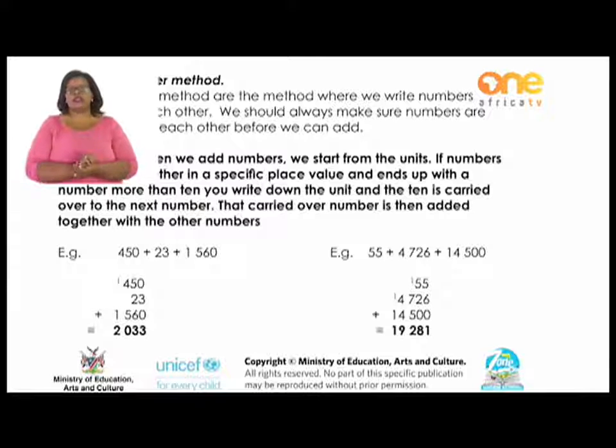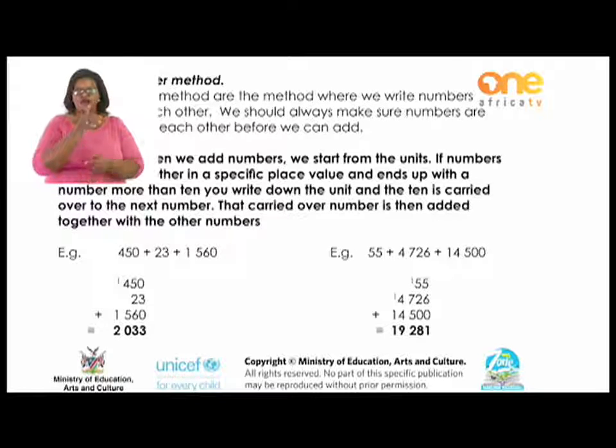Now let's add. 5 plus 6, that is equal to 11, plus 0, it's still equal to 11. We write down the 1, and we carry the other one over. Then 5 plus 2 equals 7, plus 0 equals 7, plus the 1 that we carried over, and that is equal to 8.